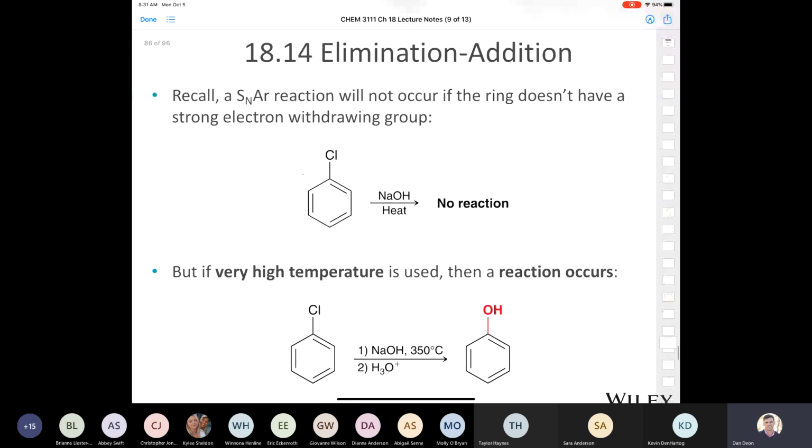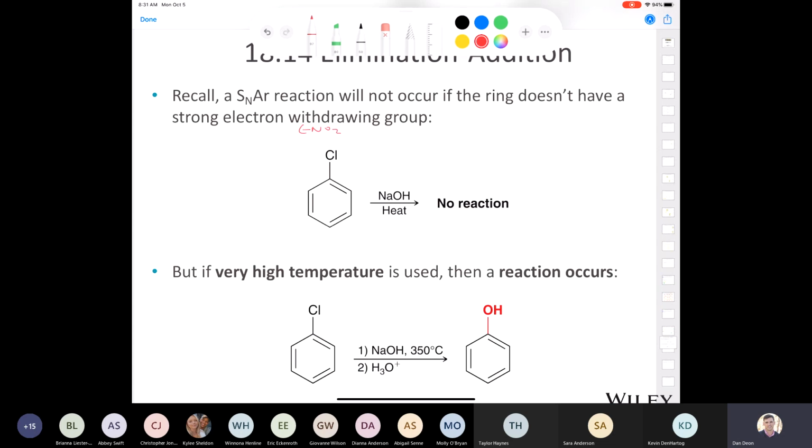Well, that brings us to the last section of new chemistry in this chapter, which is 18.14, because 18.15 just discusses identifying mechanisms. So this is the last new reaction that you'll learn in chapter 18. It says here, recall an SNAr reaction will not occur if the ring doesn't have a strong electron withdrawing group, right? We've got to have a group like a nitro group. So if you don't have a nitro group, you don't get an SNAr reaction. So if you take chlorobenzene, you treat that with sodium hydroxide, and you heat it up, nothing happens.